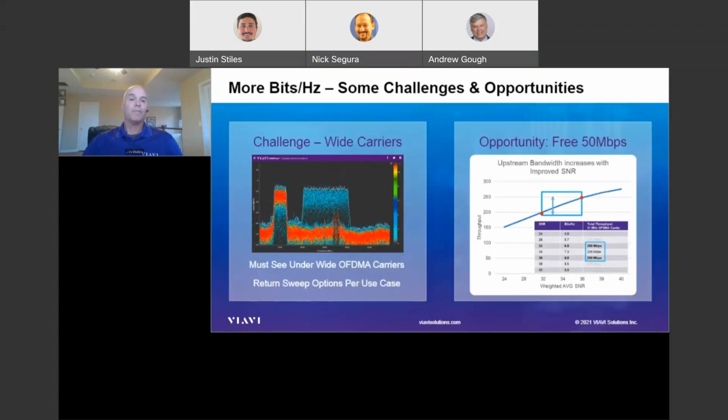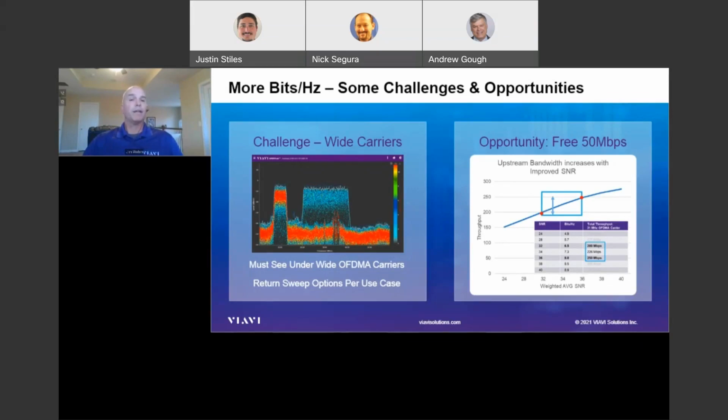The last more is more bits per hertz. So this is OFDMA in the upstream. And there was lots of great discussion at Expo about this, about how we've just scratched the surface, how PMA applications and artificial intelligence and machine learning can help here. But some of the test challenges this creates is the really wide OFDMA carriers. It makes it hard to see ingress using traditional spectrum techniques. So a lot of operators have adopted things like heat map types of spectrum, either in return path monitoring and in their field meters, to be able to see even bursty ingress popping in under these carriers.